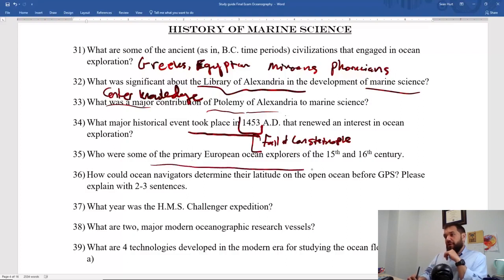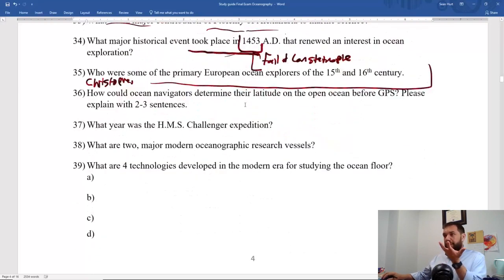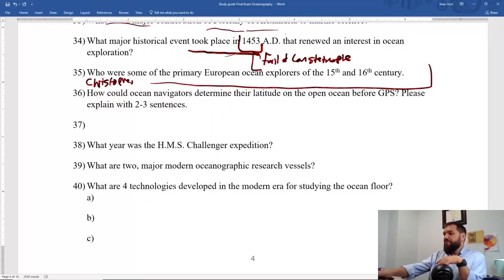Who are some of those primary ocean explorers in that age of exploration, the Renaissance and after? It was, of course, Christopher Columbus, but also there was Magellan, there was Prince Henry the Navigator. There are a lot of famous figures that I'm sure you've heard about before that were doing this ocean exploration and eventually led to Western Europe locating, or rediscovering, the New World.